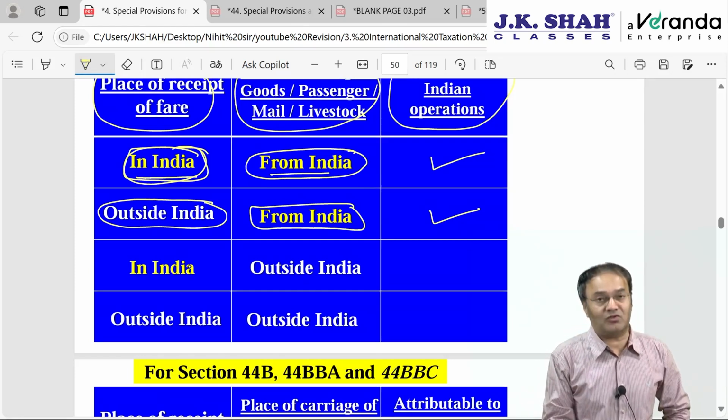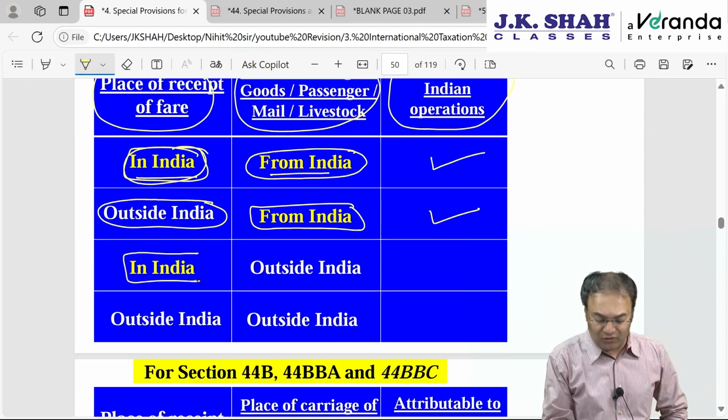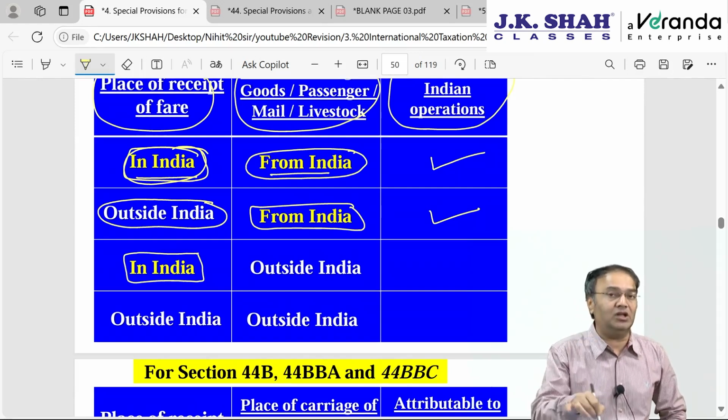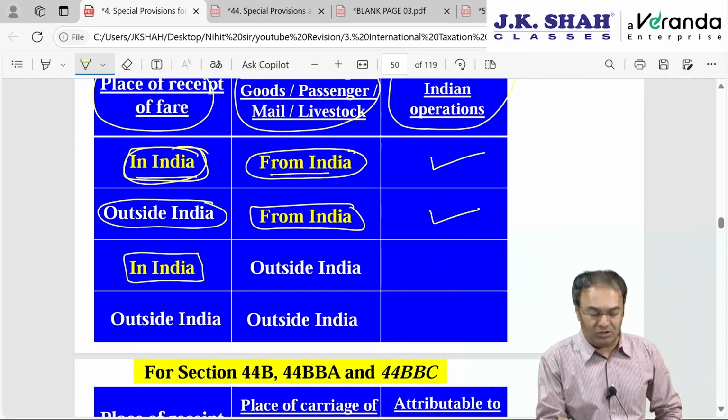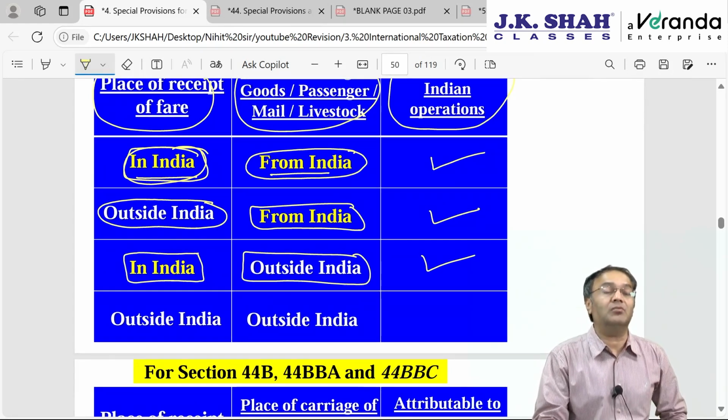I book the tickets from India, let's say British Airways. British Airways people receive money from me in India. Money is received by British Airways from me in India, but the journey of my son begins from USA, outside India. Then also it is income or gross receipt attributable to Indian operation.